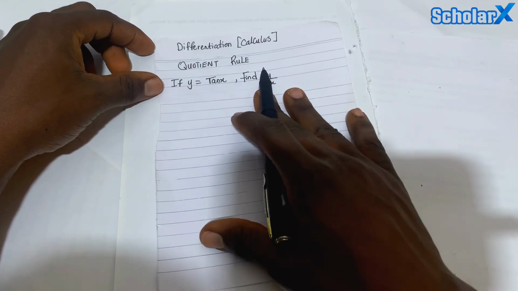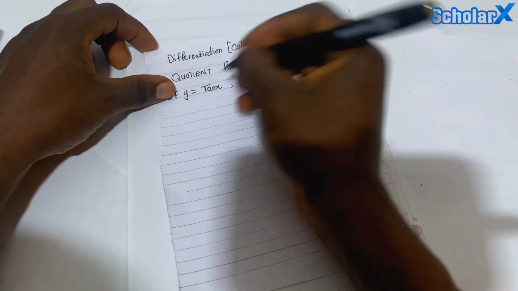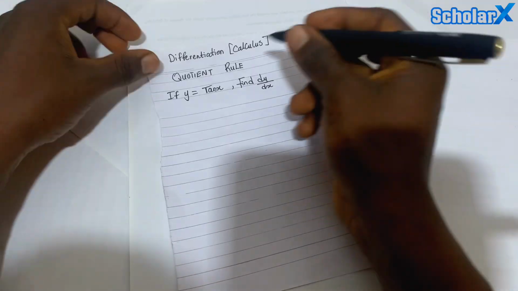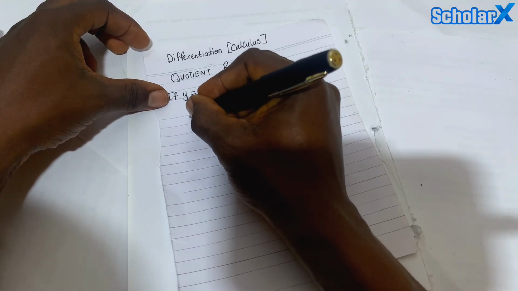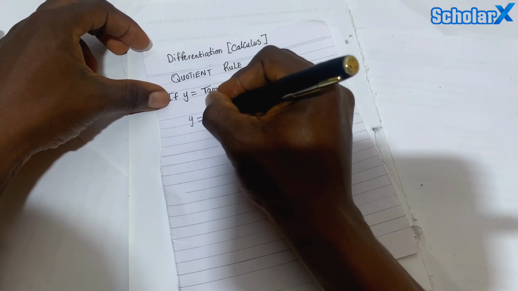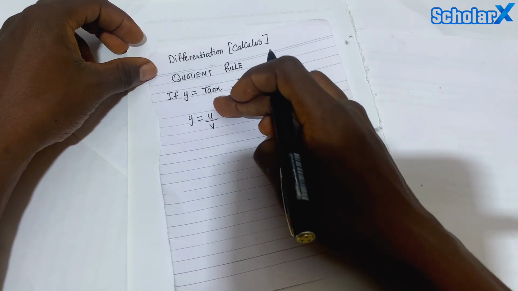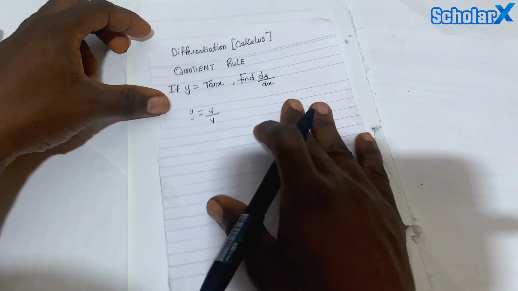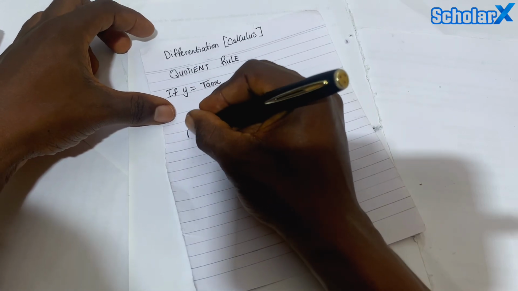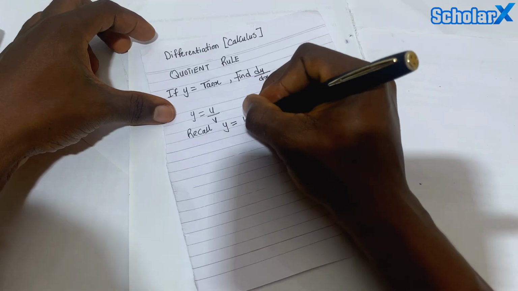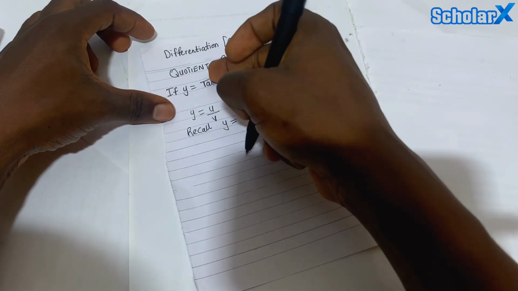Now, we are given that y is equal to tan x. Where do you use quotient rule? You use quotient rule when you have your function in the form y is equal to u over v. That means there's a numerator and there's a denominator. So you're going to recall that y is equal to tan x.